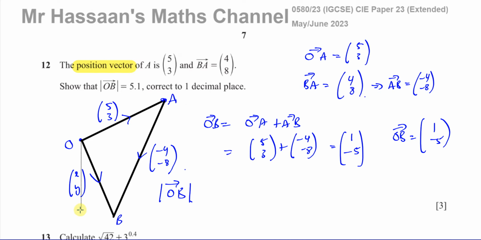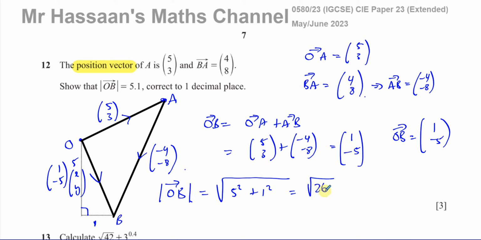We know what that length is because I know O to B is (1, -5). So this is 1 going across and this is 5 going down. This is a right angle, so I can use Pythagoras' theorem. I can say it's the square root of 5 squared plus 1 squared, the square root of the sum of the squares of the numbers inside the vector. So that's going to be the square root of 26.